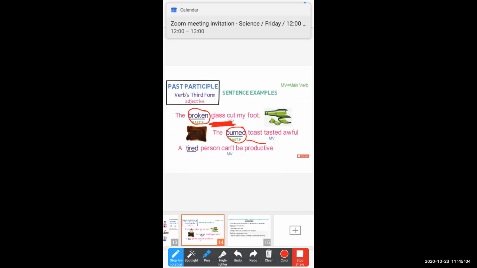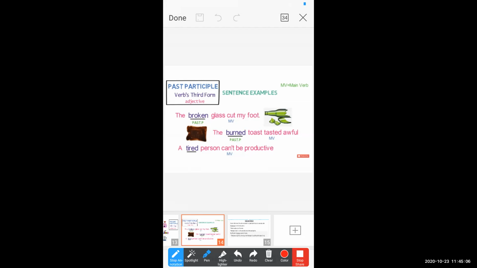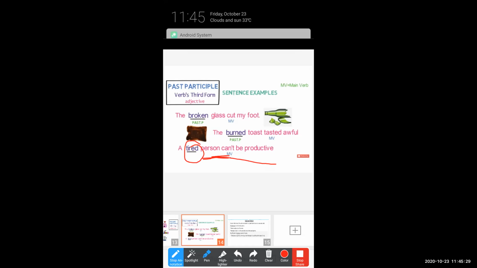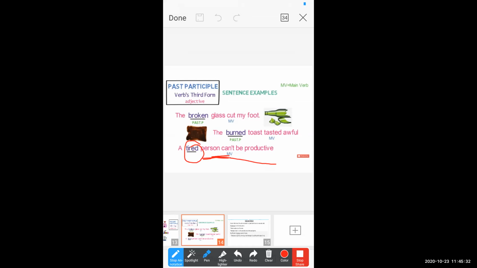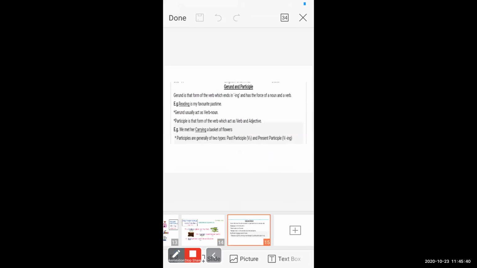Come to the third sentence. What is the third sentence? A tired person can't be productive. Here tired shows the verb third form, past form. The person is already tired. But read the sentence properly, and you come to know the word tired is describing this particular person. So this comes under the past participle. First understand clearly what the present participle is, so it is very easy for you to know what a past participle is.